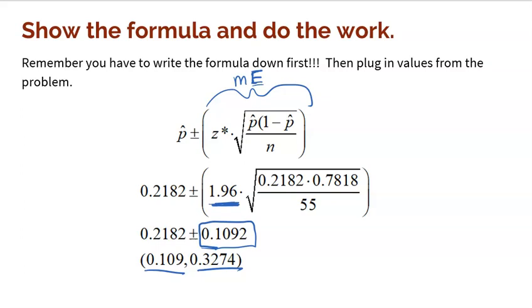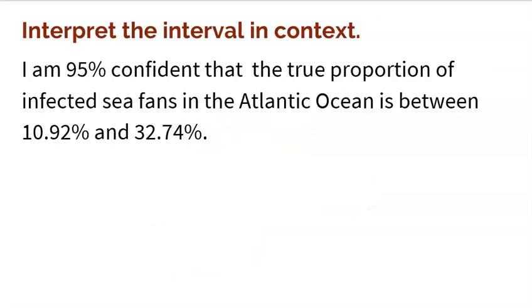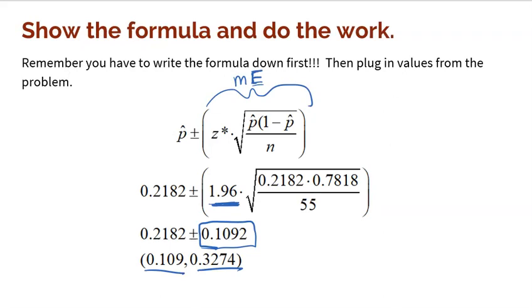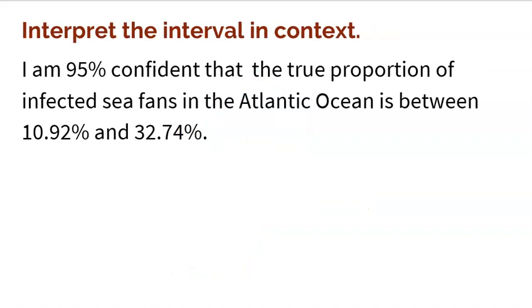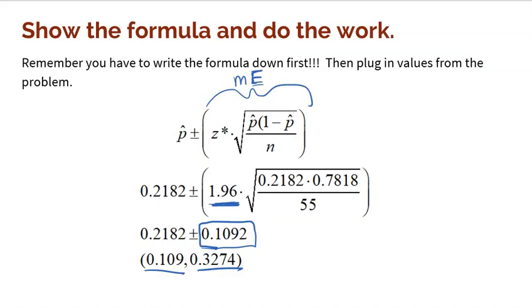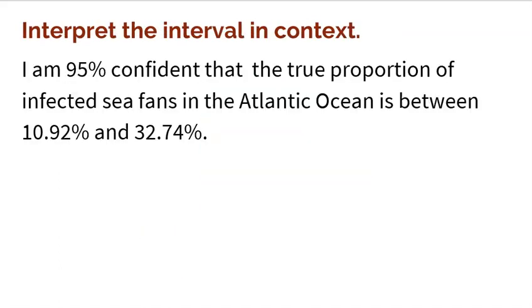So now the fourth step is to simply explain in context what this interval says. So I'm 95% confident that the true proportion of infected sea fans in the Atlantic Ocean, notice how specific I'm being there in context, is between 10.92% and 32.74%. Okay? Actually, as I look back here, it was 0.109. So I'm sorry, it should be from 10.90%. So minor detail, but it should be a 0 right there.